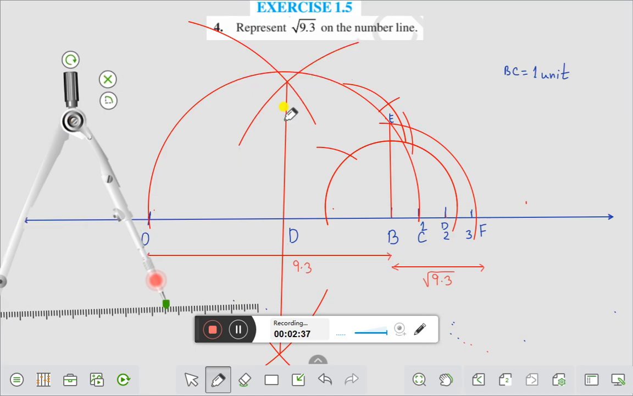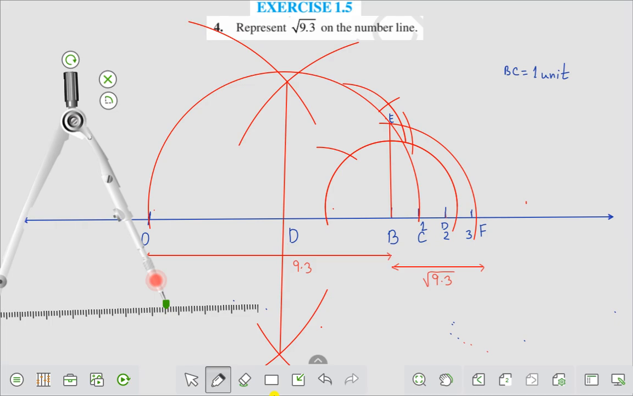Here you see this one. From this point we draw this one. From this point we got this value. Right? We make this bisector. Here you see we bisect this line OC and we got the point D here. This point, the middle point, right?